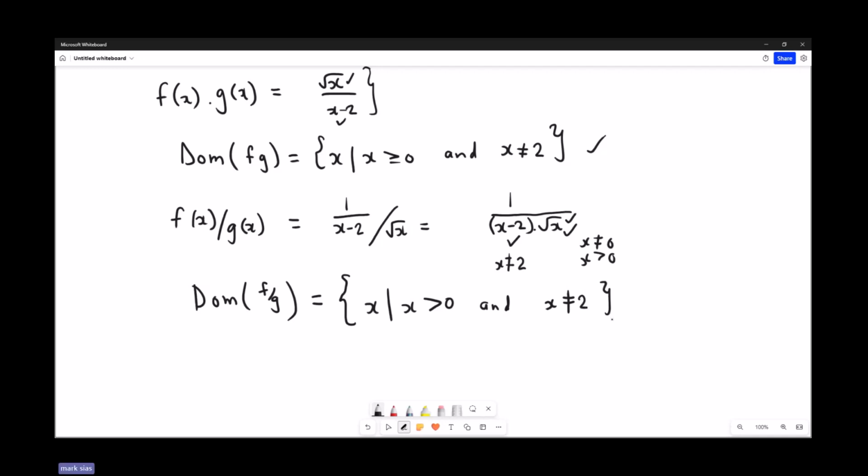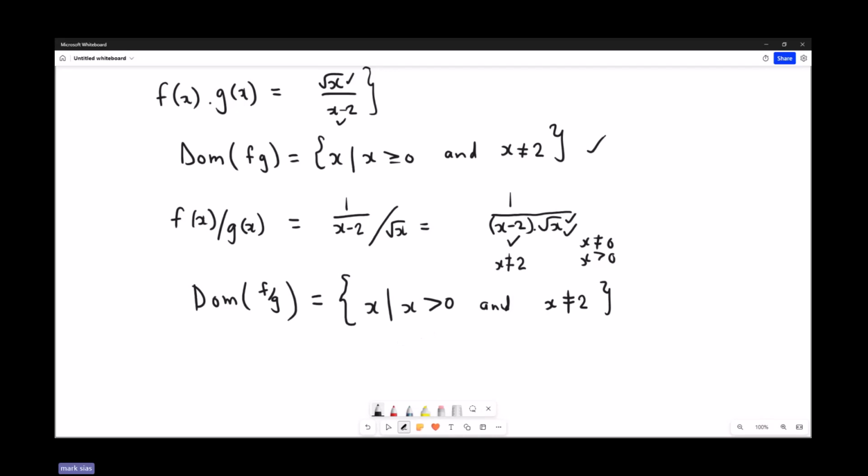If x were 0, you'd have division by 0, which is not allowed. And if x were 2, you'd have division by 0, which is not allowed. And of course, we don't include negative numbers under the square root. Therefore, x has to be strictly positive, and on top of that, it can't be equal to 2.